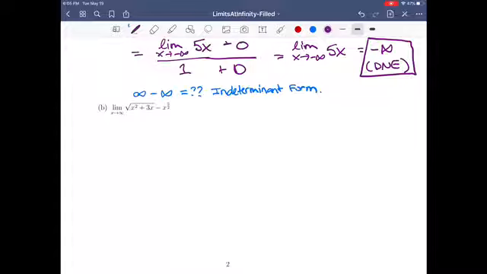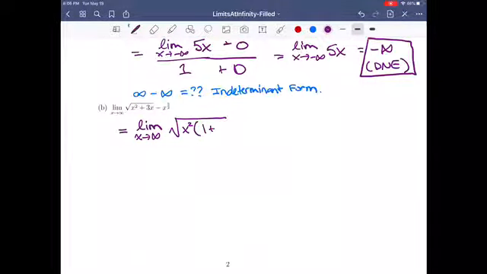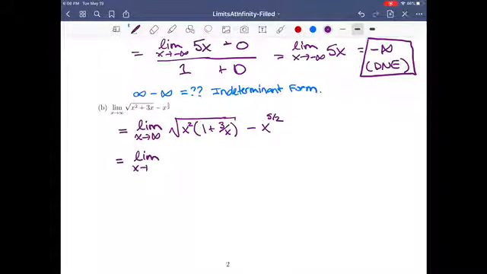The first thing I'm going to do is factor out as many x's as I can. It's hard to do this with a square root, but what I'm going to do is pull out the biggest power of x in the square root. That's x squared, and then I'm going to have 1 plus 3 divided by x left over. The reason I want to do that is because now I can break it apart: the square root of x squared times the square root of 1 plus 3 over x.